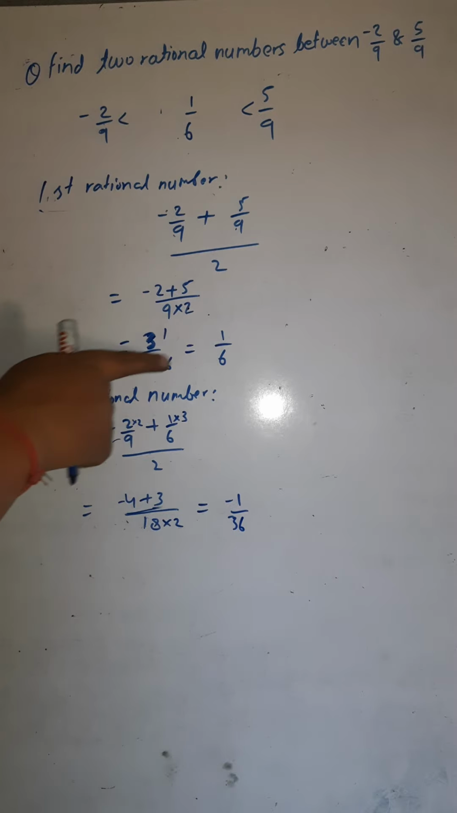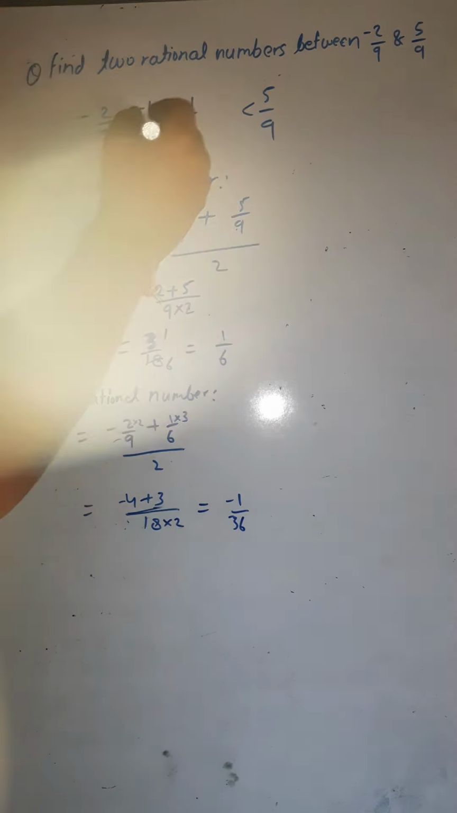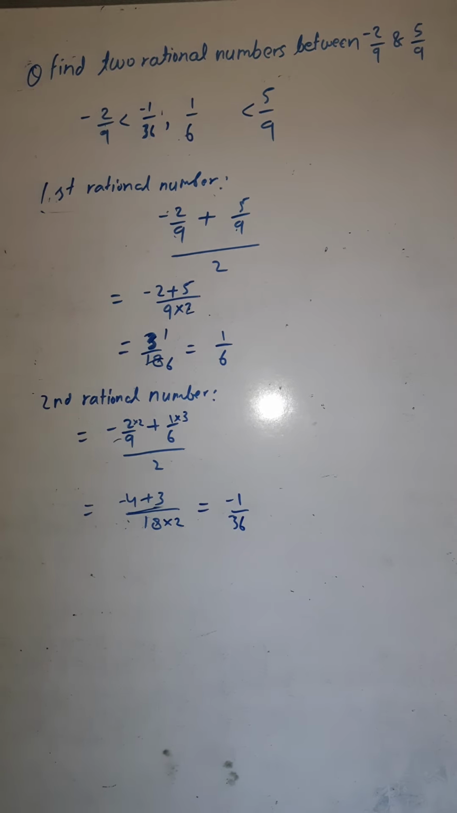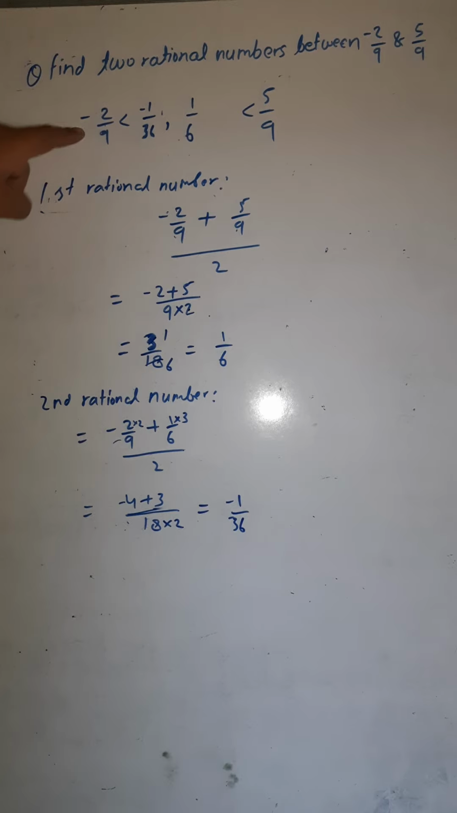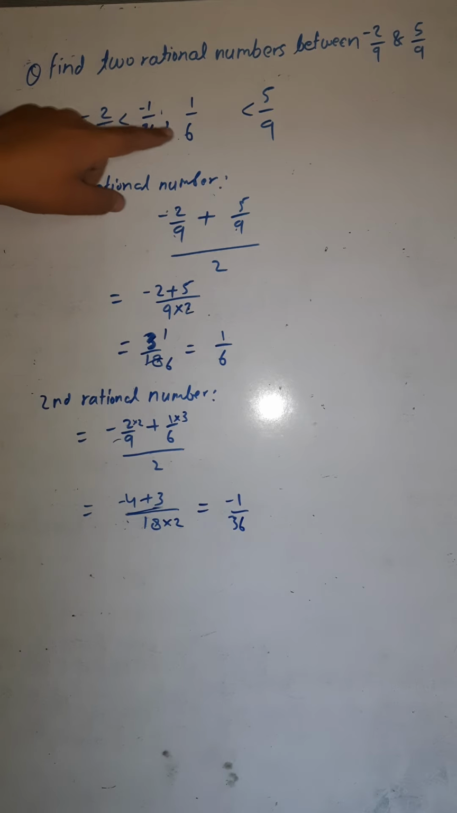So the first rational number is 1 by 6. The second would be minus 1 by 36. So here I am writing minus 1 by 36. So this is how we have found two rational numbers between minus 2 by 9 and 5 by 9. So find two rational numbers between minus 2 by 9 and 5 by 9. The answer is, first is this and second is this. Are you getting this? Getting now?